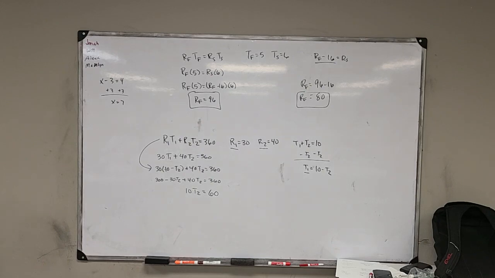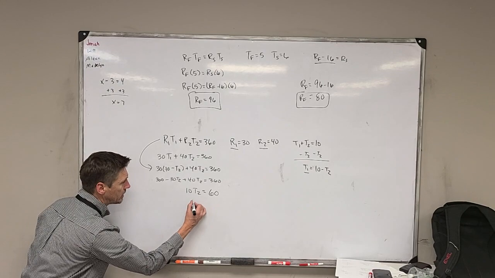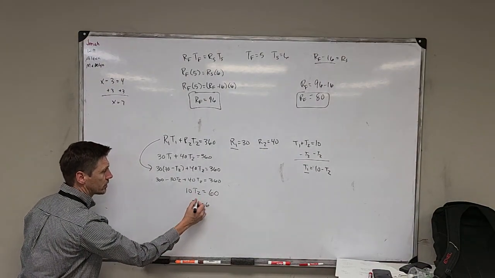Remember to put on the brakes if I lose you somewhere. We've been doing this a lot all year long, so I'm getting faster and faster with it, trying to. But stop me if I lose you. I'm just combining like terms, right? Getting my variable on one side and my numbers on the other side. So now I have to divide both sides by 10, so I get T2 equals 6.